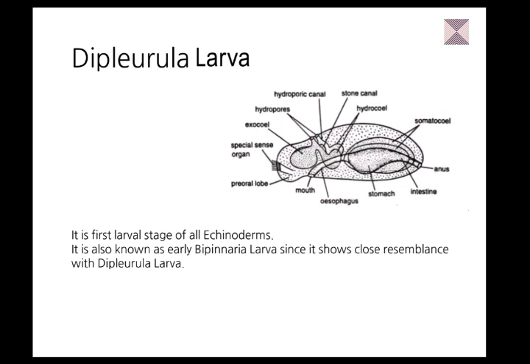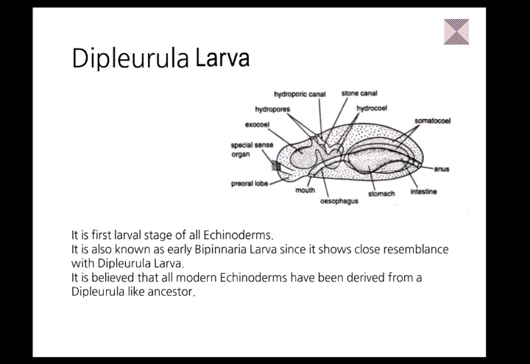So this was in the list which we have seen previously. It is the early Bipinnaria larva, since it shows a very close resemblance with Dipleurula. That means this Dipleurula larva will be forming the next stage, which is called the Bipinnaria larva. They resemble each other and are very close in structure. That's why sometimes it has been written as early Bipinnaria larva. So that is called Dipleurula.